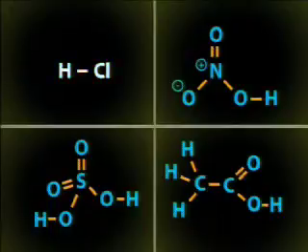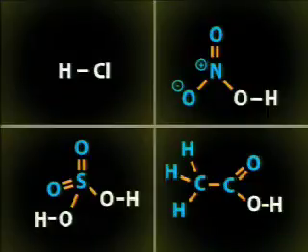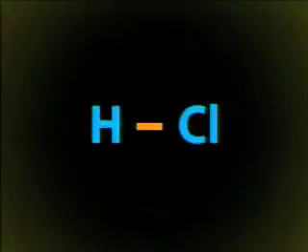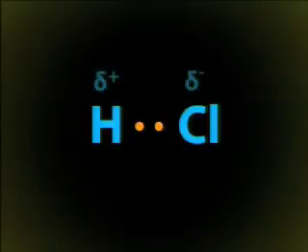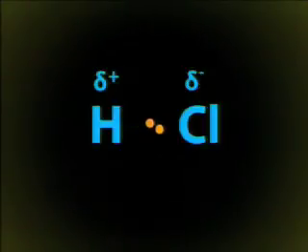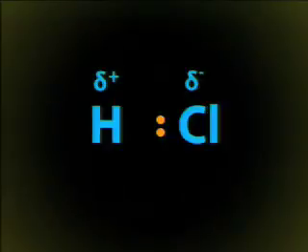At least one hydrogen atom in each case is joined to a highly electronegative atom, like oxygen or chlorine. These bonds are covalent bonds, bonds made by the sharing of electrons. But the one electron that hydrogen contributes to the bond is only weakly held by the hydrogen atom because of the strong electronegativity of the chlorine or oxygen atoms.